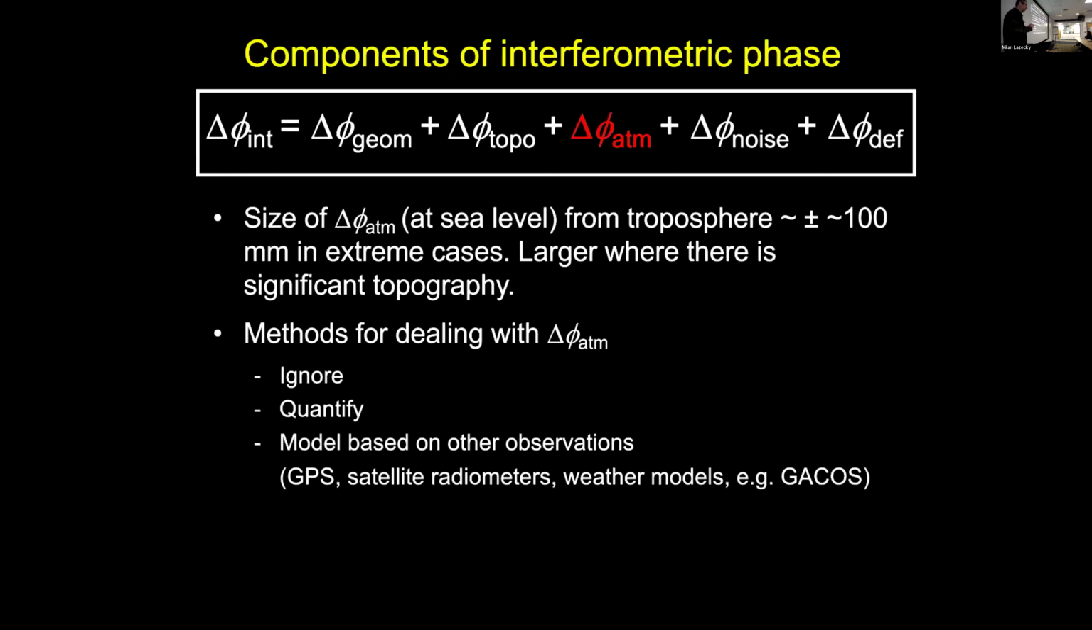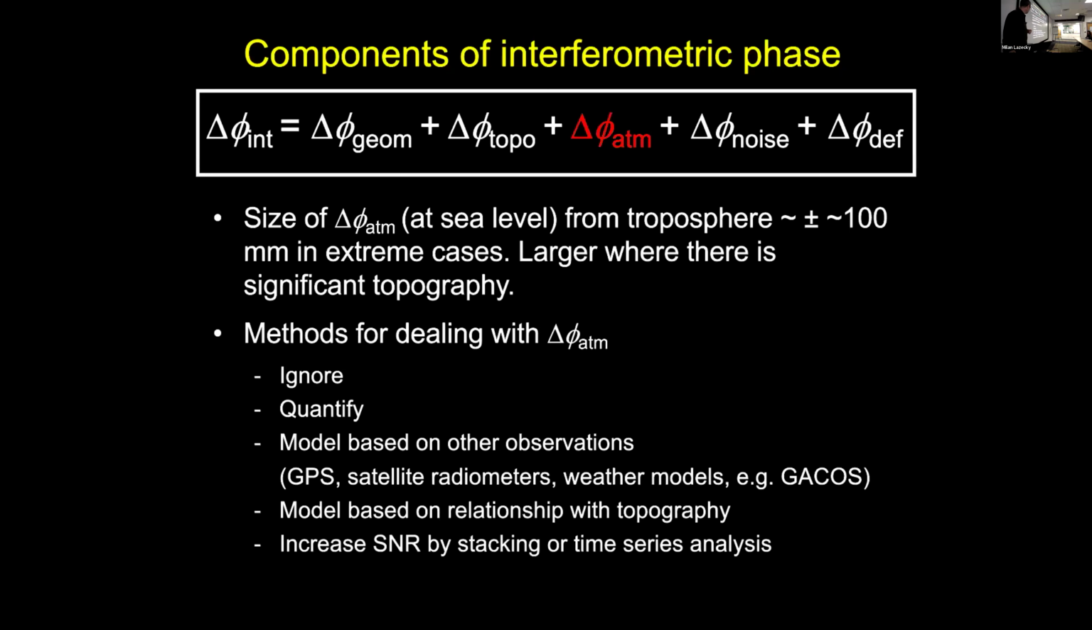It's variable in how good that is. It won't get the high resolution turbulence, but it might get some of the long wavelength variation. We can get the relationship with topography and make corrections based on that, or we can use time series analysis. And you'll hear more from Andy Hooper later about the time series analysis approaches. Essentially what you're doing there is increasing the signal to noise ratio rather than looking at an individual pair. So for a long time series, you're fitting a line or fitting a step between lots of observations before the earthquake and lots after.